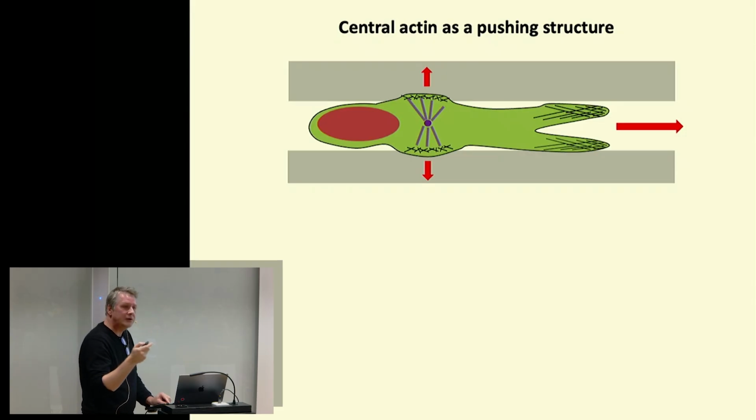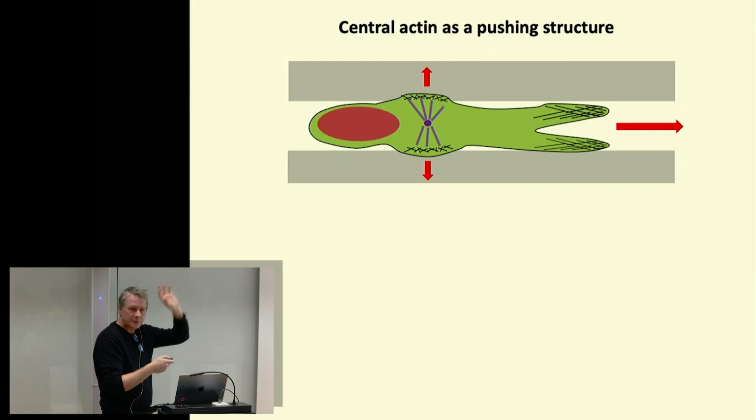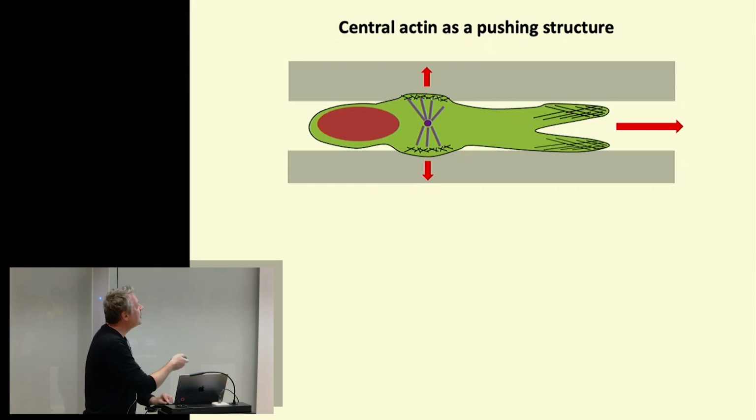And if we enucleate cells and let them migrate, that works well. Actually, we can get rid of the nucleus and they still migrate quite well. Then we don't lose this actin structure, and it's still there to push upwards. So we don't need the nucleus for this activity here. So central actin really seems to push up and down.